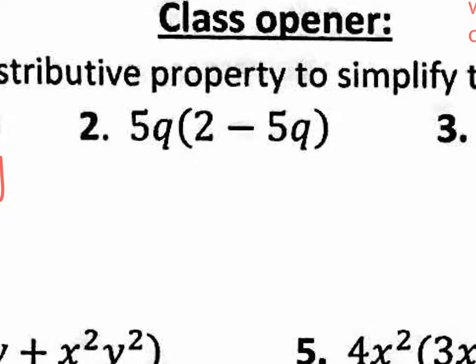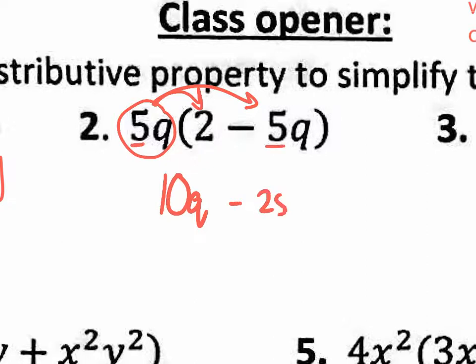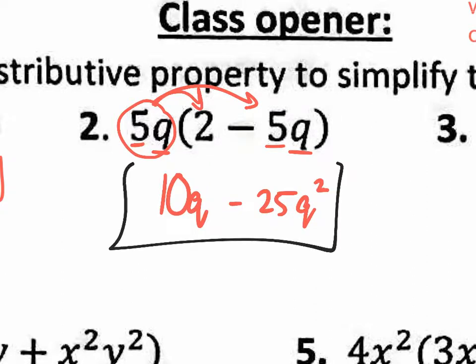So let's move on to number 2. Once again, distributive property. Take that 5q and multiply it by 2. So what's 5q times 2? Anybody? You're welcome. 10q. And then 5q times negative 5q. Okay, so you go 5 times 5, that's negative 25. And then the q times q, that's q squared. And that is your final answer for number 2.